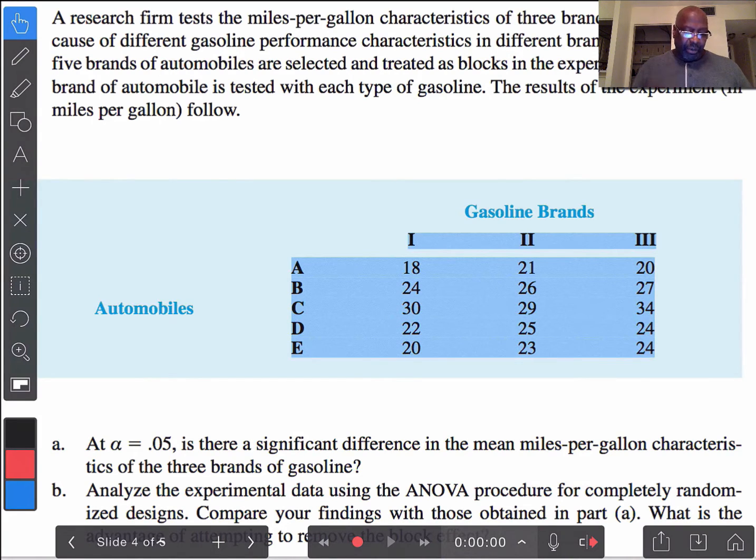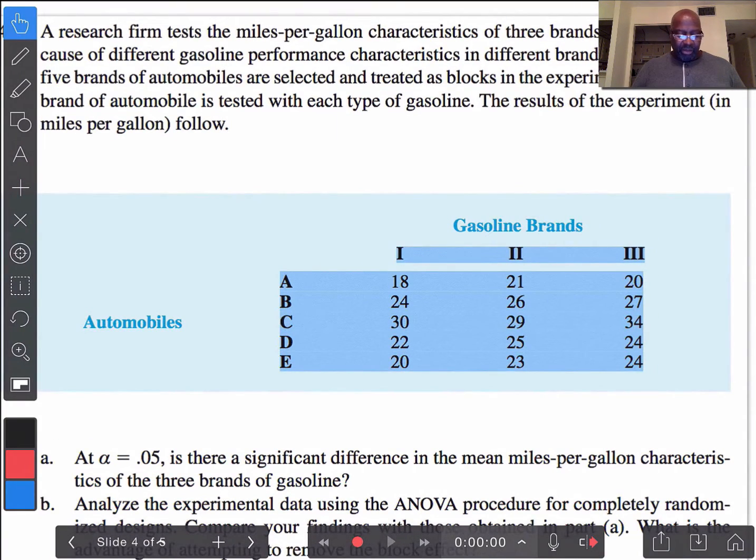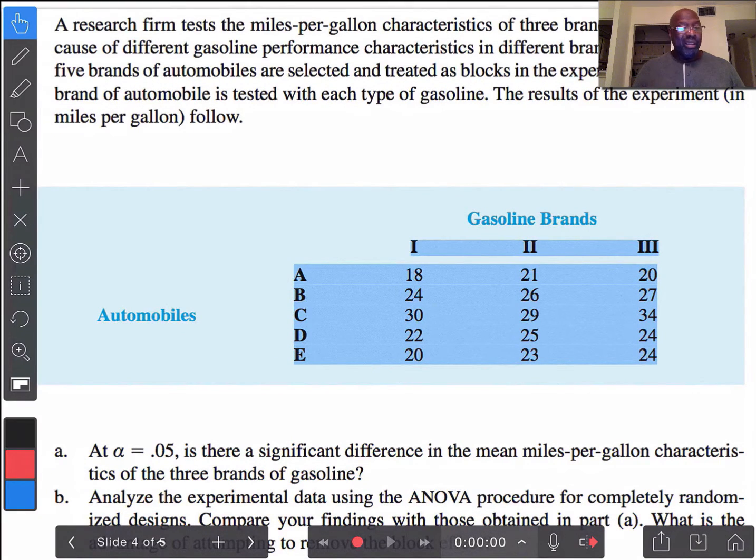Because of different gasoline performance characteristics in different brands of automobiles, 5 brands of automobiles are selected and treated as blocks. Now, they didn't have to tell you that. They're making life too easy. But if you were told that the same 5 cars were used in the experiment, in the repetition of the experiment, then you should know that those are blocks. All right? So if car A is given gasoline type 1, 2, and 3, then that's a block. So that's how you'll be able to identify it.